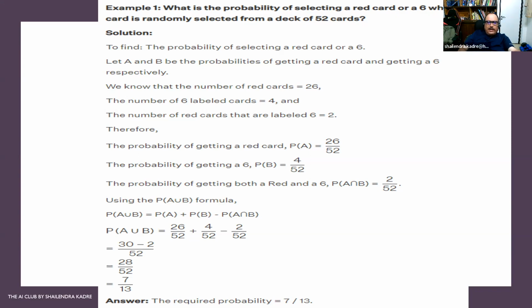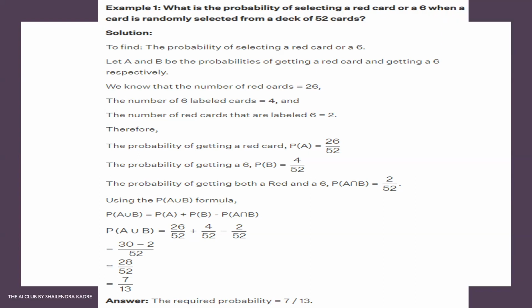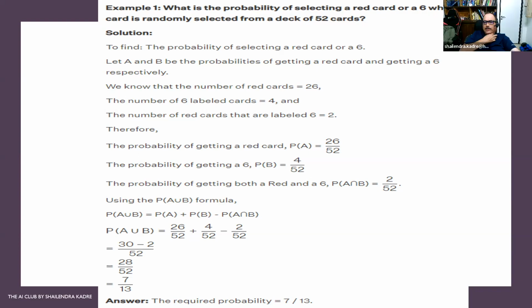Now you want to find the probability. A union B is equal to P(A) plus P(B) minus P(A intersection B). So P(A) is 26 by 52, P(B) is 4 by 52, and P(A intersection B) is 2 by 52. If you calculate, it will be 7 by 13. Did you understand this problem? Yes, sir. Everybody, Sarthak, Jignesh, Karthik, Amit, understood? Yes, sir. The problem is simple.